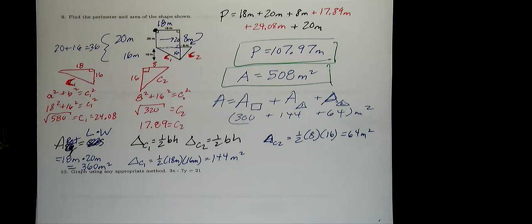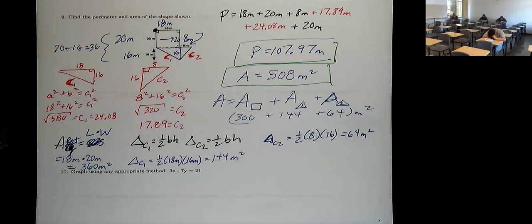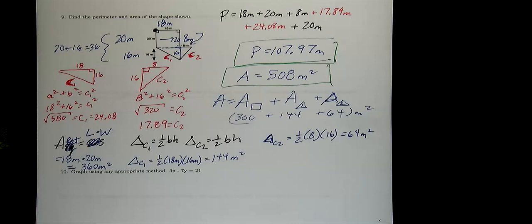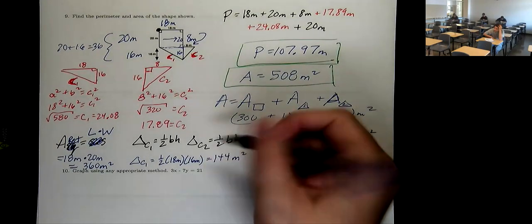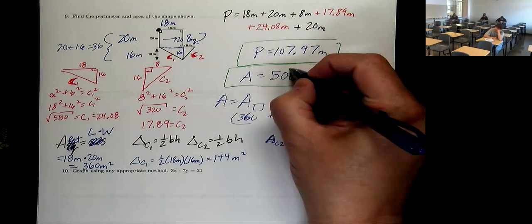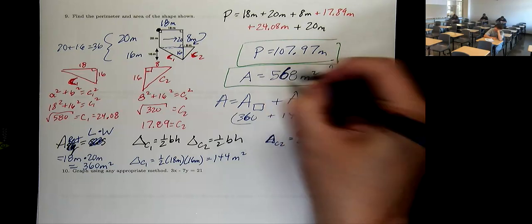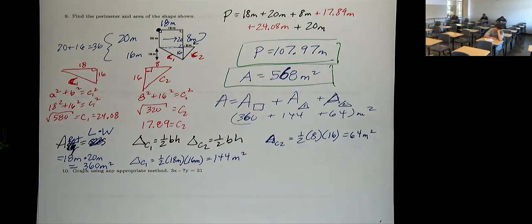Why did I get something different? I don't know. What did you get? Did you get the same perimeter? 568. Oh, I see why. Because it's 360, not 300. When you added all the... Oh, you're right. It is 360. So let me add another 60 to that, and that will make that 568. Good catch.